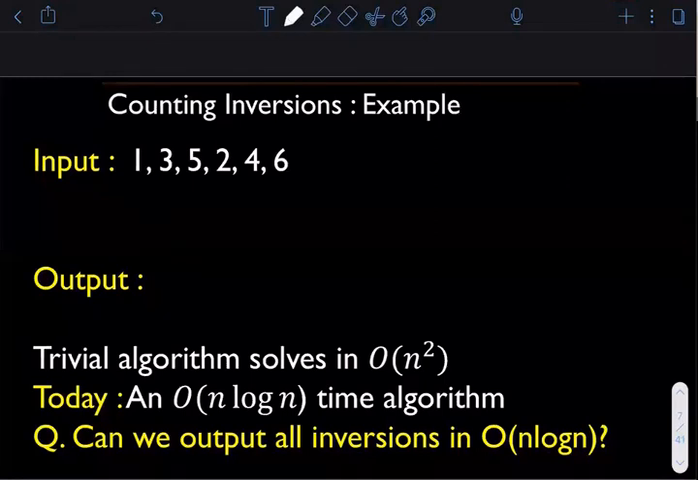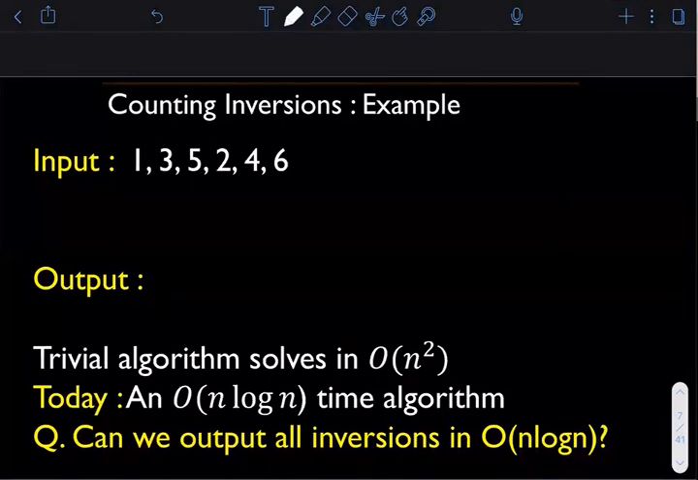So this n log n that we are talking about is only to count the number of inversions, not to output them. If you are required to output the inversions, then there is really no other way but to resort to an order n squared algorithm. All this cleverness that we are going to talk about just doesn't really matter anymore.